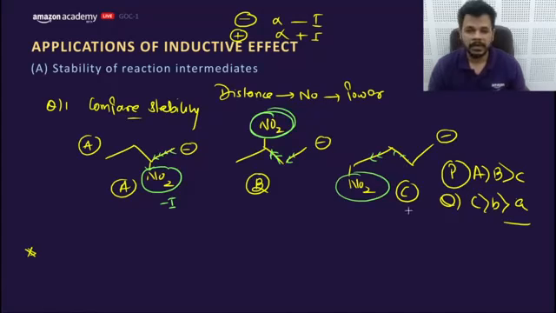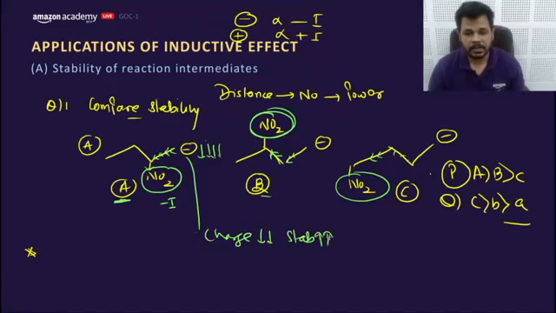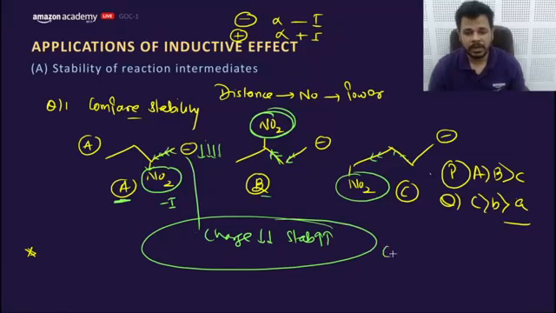So what would be the answer? The answer would be A. A withdraws more compared to B and C. So the charge gets decreased. If it withdraws more, the charge gets decreased. Charge decreases, that means stability increases. Charge is inversely proportional to stability.